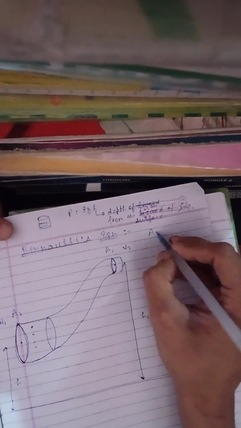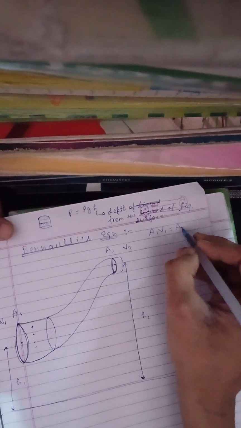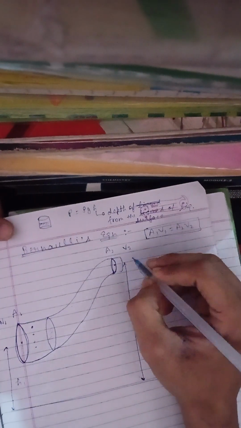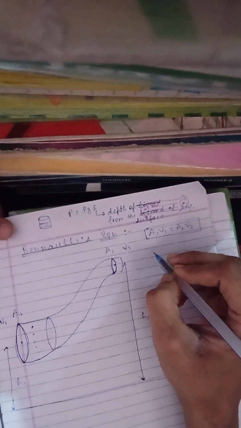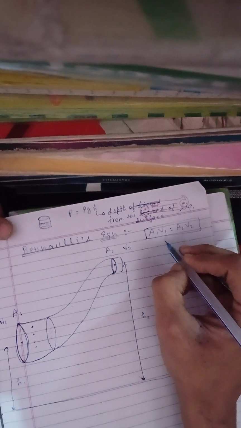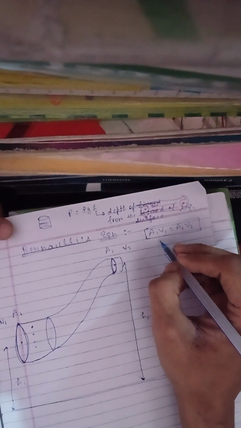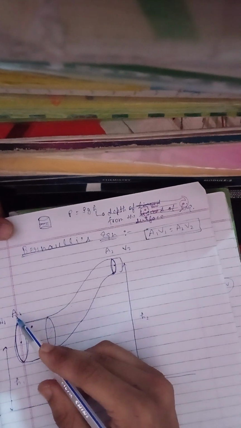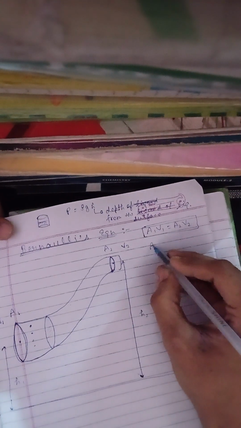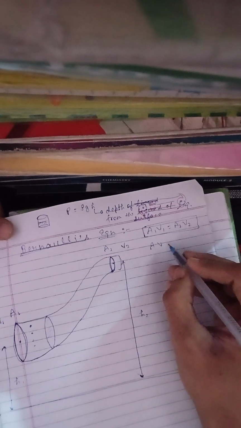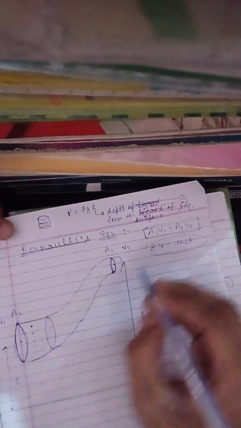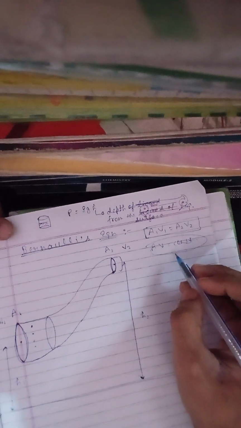You might have studied that a1 v1 is equal to a2 v2. That is, the product of cross sectional area and velocity of the fluid is constant, which means if area increases, velocity has to decrease, and if velocity increases, area has to decrease. If the area changes, then velocity also changes. That's how it works.